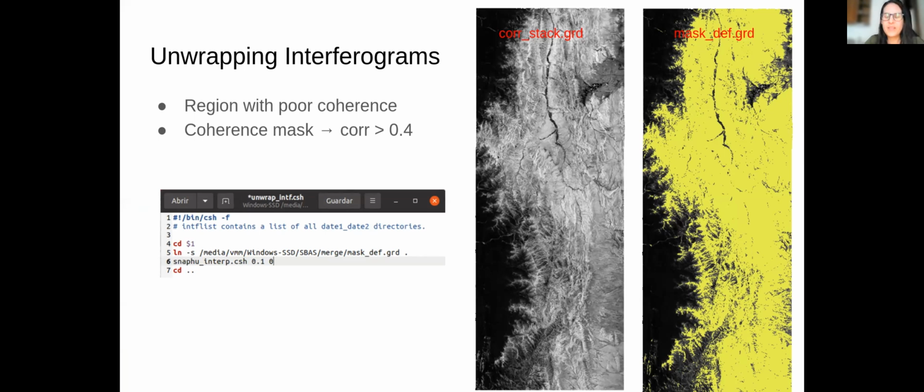This is the stack of the coherence. As you can see in this black part, a lot of vegetation. So I selected a very high coherence mask to unwrap, to avoid some unwrapping errors. I selected 0.4 as threshold, but I did this before doing the course, so I didn't know that I should change this value here also to 0.4. So maybe I don't know if this is okay.